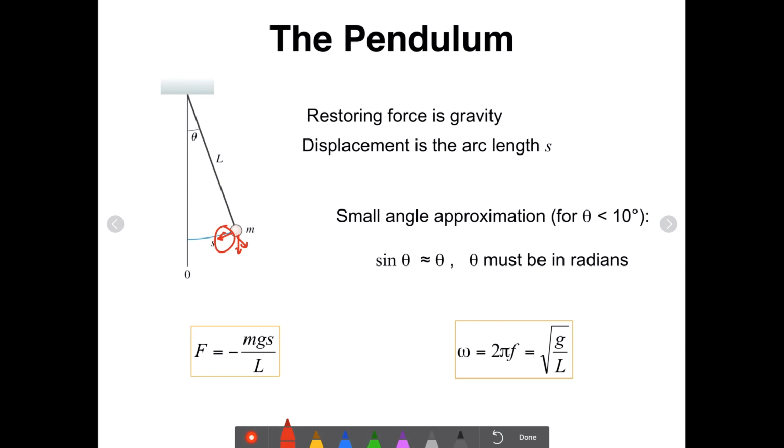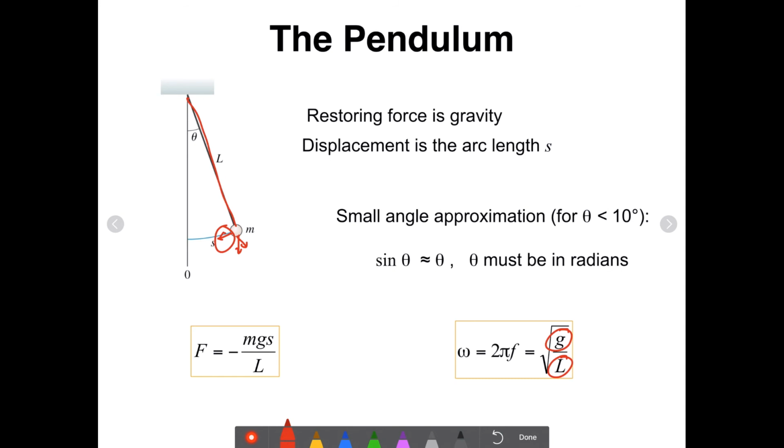So for the spring, it depended on the mass attached to the spring and the spring constant. For the pendulum, it depends on g and the length of your string. Okay, so this is the length of your string. What's g though? g is just gravity. So on Earth, this is always the same. So the length of a pendulum is really what determines its frequency.